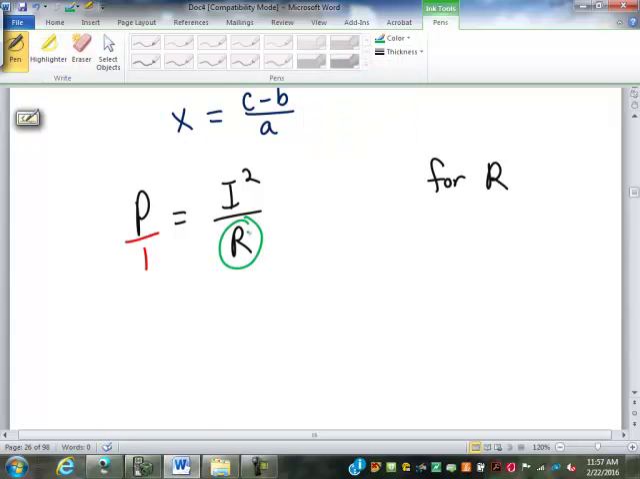We're solving for R, so we treat that as our variable. We cross multiply in the other direction. 1 times I squared is I squared divided by P. Well, I squared divided by P is I squared over P.